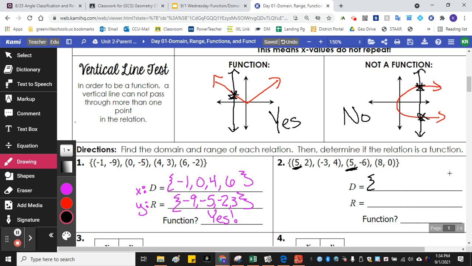So remember, don't write 5 twice. Domain is just saying these are the x values used, not how often they're used. Least to greatest: -6, 0, 2, and 4.